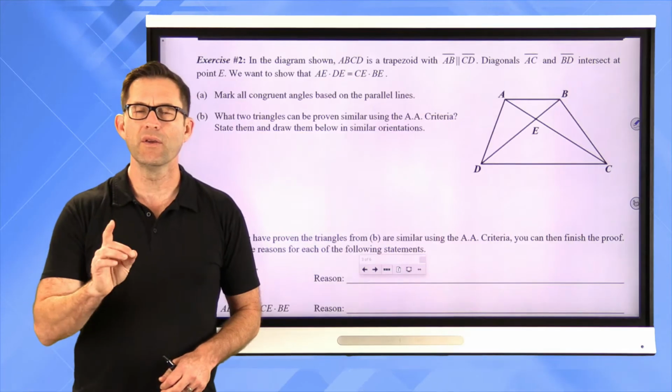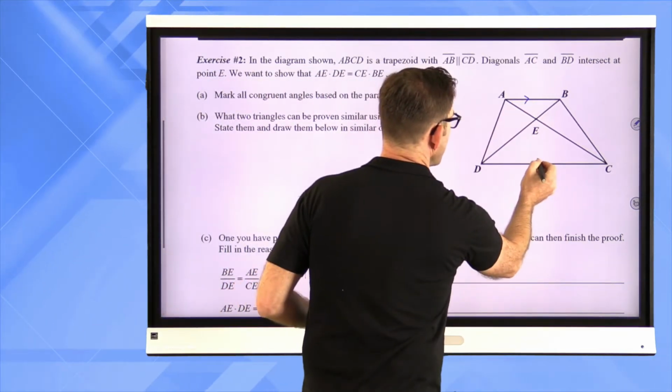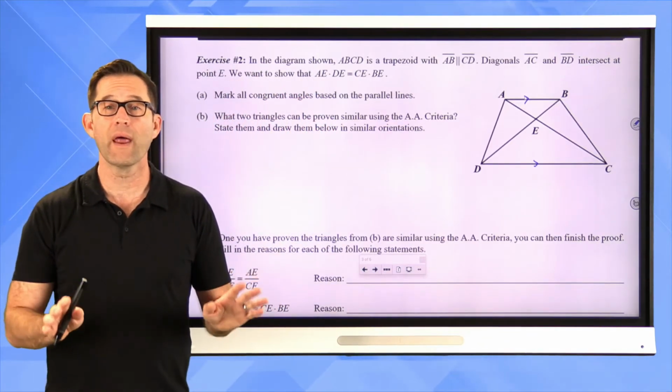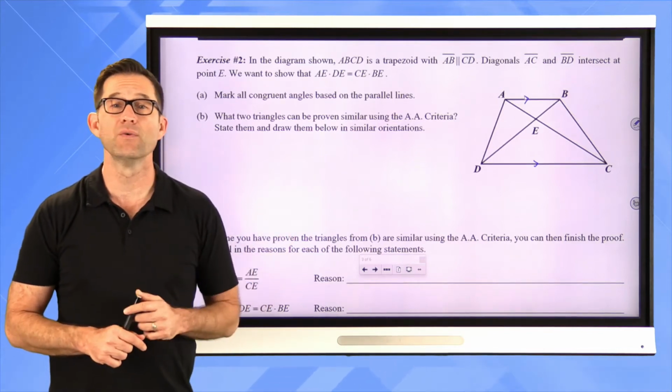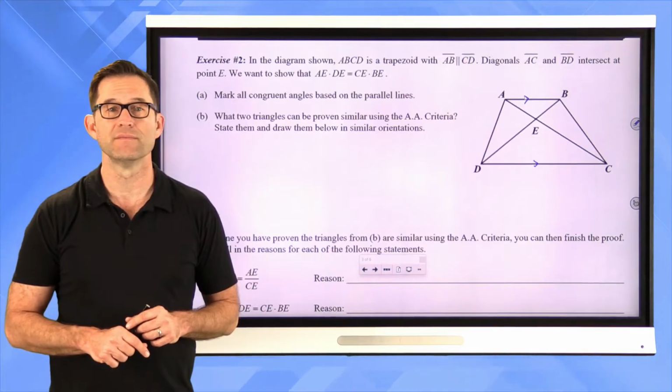All right, so I'd like you to pause the video right now. We were told that AB is parallel to CD, and I'd like you to mark congruent angles on this diagram that we know are congruent based on those two lines being parallel. Pause the video now and take a moment to do this.